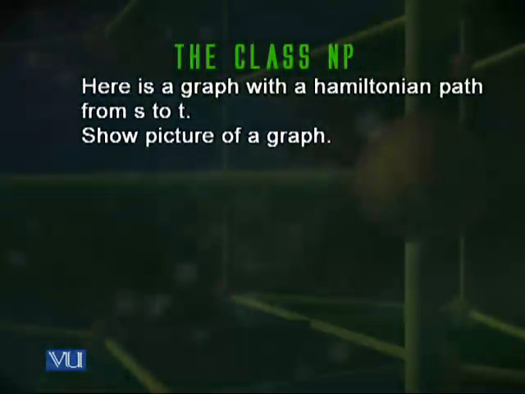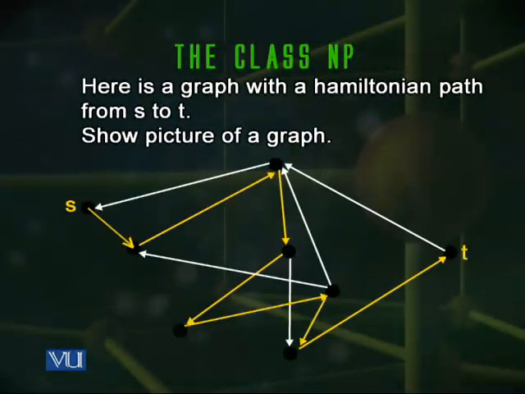Let us look at an example. Here is a graph which has a Hamiltonian path from S to T. As you can see, what I have done is made the path from S to T with bold arrows in order to emphasize the Hamiltonian path from S to T. So this is a graph which has a Hamiltonian path from S to T. So if this were the input, the algorithm would be required to say yes, or it will be required to accept this particular graph along with the nodes S and T.